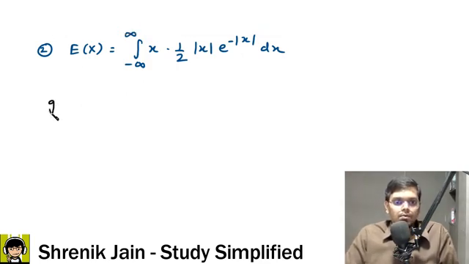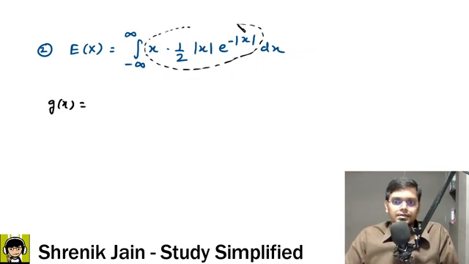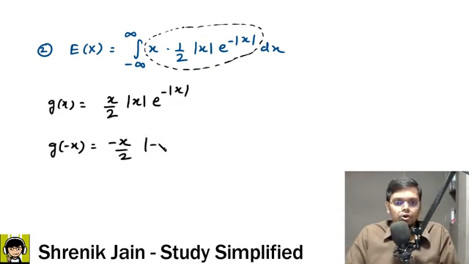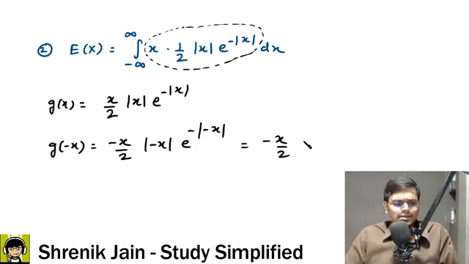चेक करो. अब अगर मैं ये कहूँ g of x is equal to this thing, then what is g of minus x? Sir, if g of x is x by 2 mod x into e to the power minus mod x, then if I replace x with minus x, then minus x by 2 mod minus x e to the power minus mod minus x. So minus x by 2 mod minus x is mod x only, and e to the power minus mod minus x is mod x only.